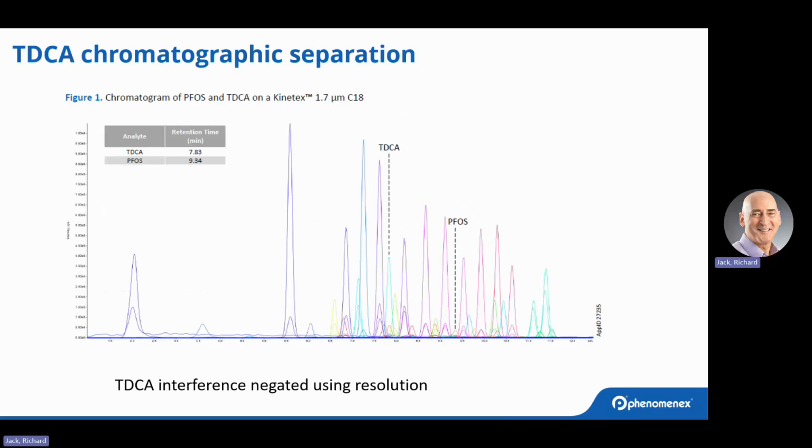And this can be done with chromatographic resolution. Here we show an example using our Kinetex column, showing how TDCA is resolved about 2 minutes from PFAS. So it's very, very easy to separate chromatographically.